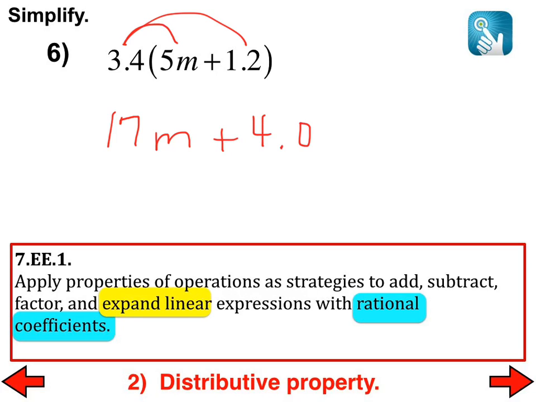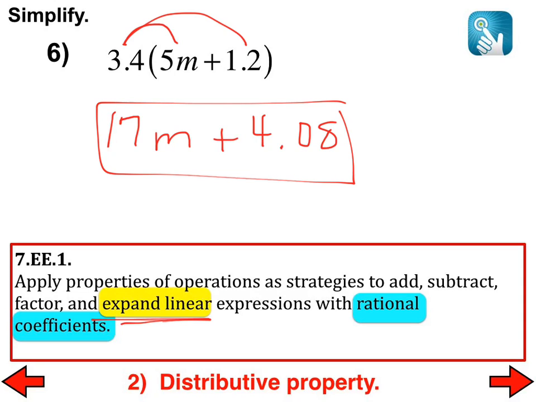4.08, correct? Yeah. So that simplifies to 17m plus 4.08. Any questions on the idea of expanding linear expressions? In other words, distributive property? Yes. That's the same thing. Those are equivalent to each other, yes.